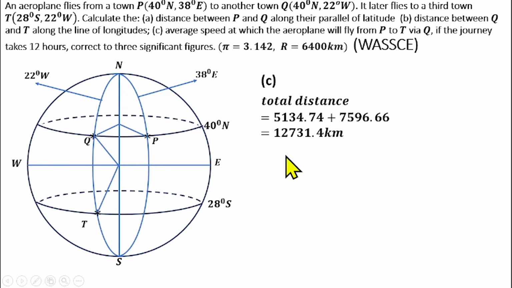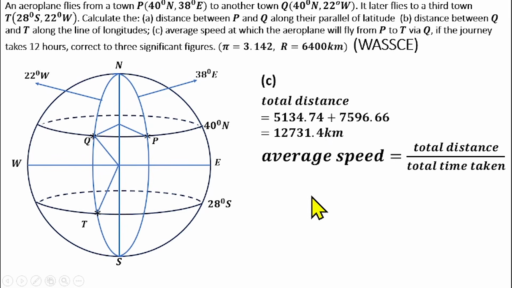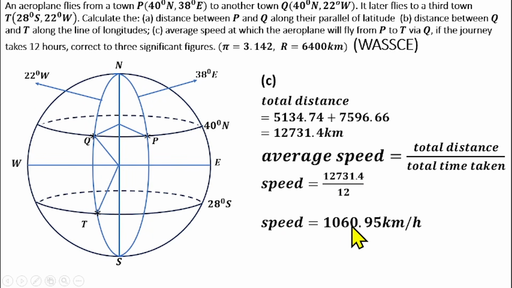Then we should know that average speed is total distance over total time taken. So the average speed of the airplane will be the total distance, which is what you're having here, over the total time taken, which is 12. If you simplify that, we'll be having this divided by 12. Then if you simplify that, it gives us 10,060.95 kilometers per hour. To 3 significant figures, that will give us 10,060 kilometers per hour. So that's the solution to that WAEC question, which I believe you understand.